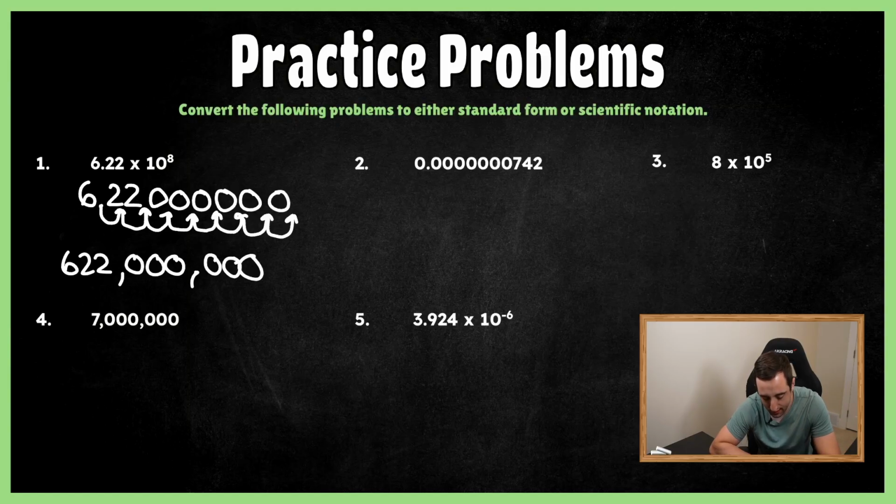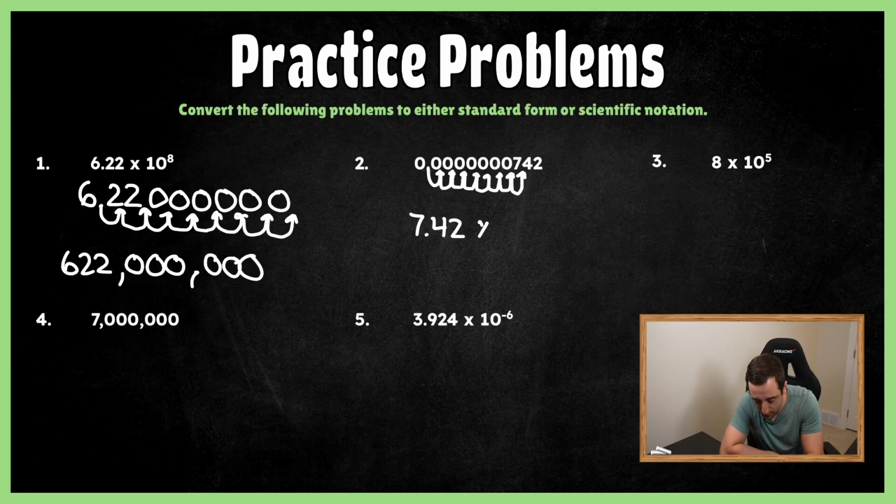Now let's go ahead and take a look at number 2. This time around we're in standard form and we need to get it to scientific notation. We have a number that's smaller than 1, which means my final answer, that exponent, should be negative. Now let's go ahead and get a number that's greater than or equal to 1 and less than 10. So we're going to move it once to the right, twice, 3 times, 4 times, 5 times, 6 times, 7 times, 8 times, and we're going to get 7 and 42 hundredths times 10 to the negative 8th for number 2.